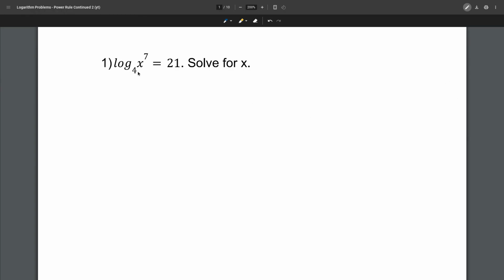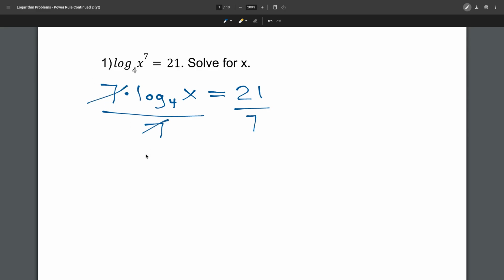So this first one, we have log base 4 of x to the 7th power equals 21. I'm going to rewrite that as 7 times the log with a base 4 of x. So I can take this exponent down and put it here. Set that equal to 21. I'm then going to divide both sides by 7. The 7's here are going to cancel, and I'll get log base 4 of x equals 3.